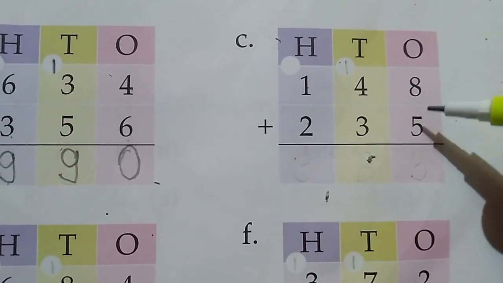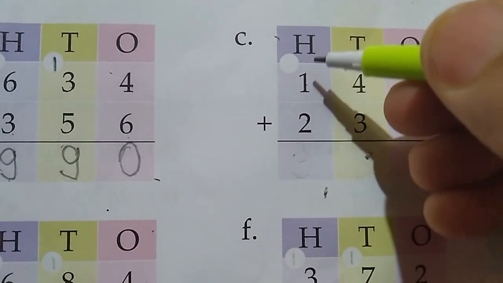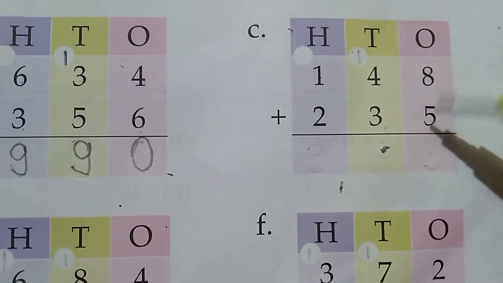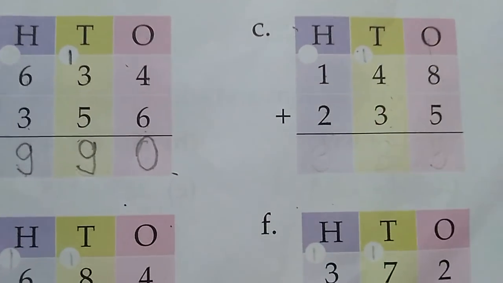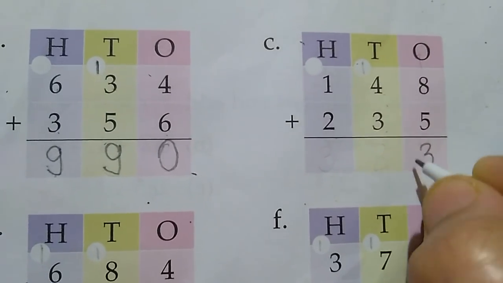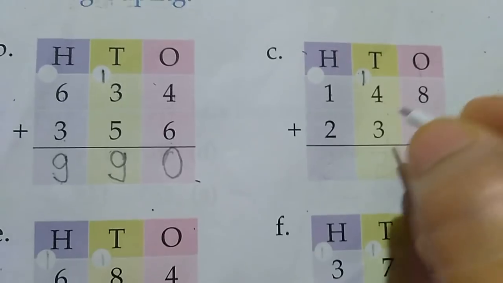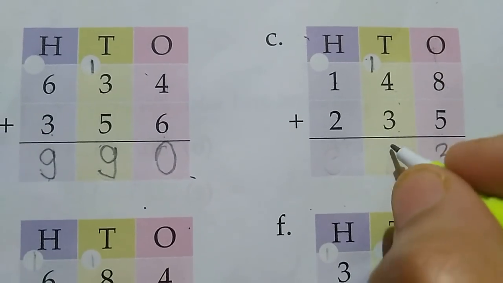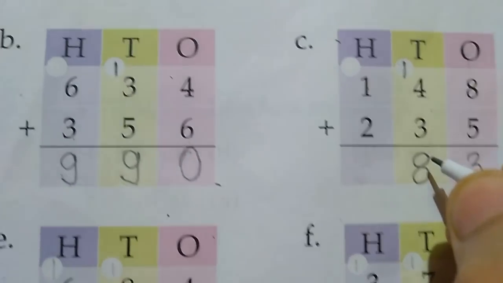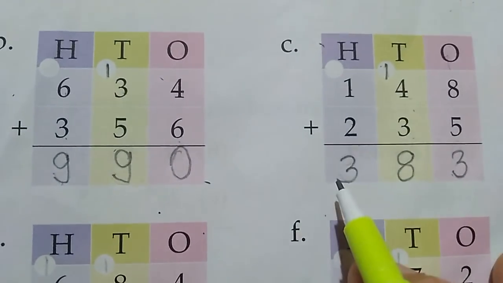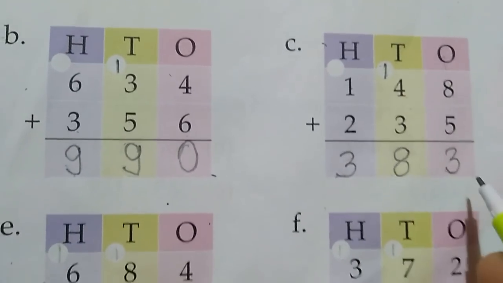At ones place we have 8 and 5, at tens place 4 and 3, and at hundreds place 1 and 2. Okay, 148 plus 235. We will start from ones place. 8 plus 5 is 13. So we will write here 3, and one of these 13 we will carry forward here. Now 4 plus 3 is 7, and 7 plus 1 is 8. 2 plus 1 3. So our answer is 383. Okay students, now next is D.